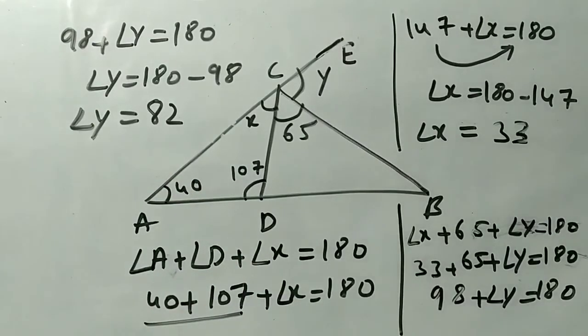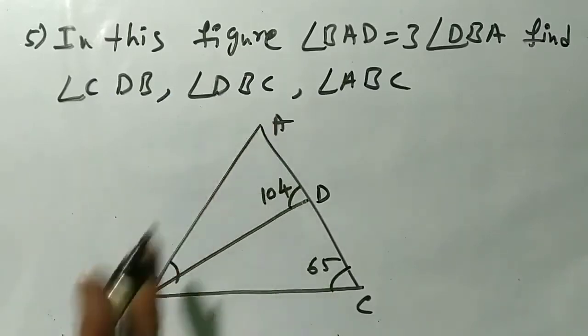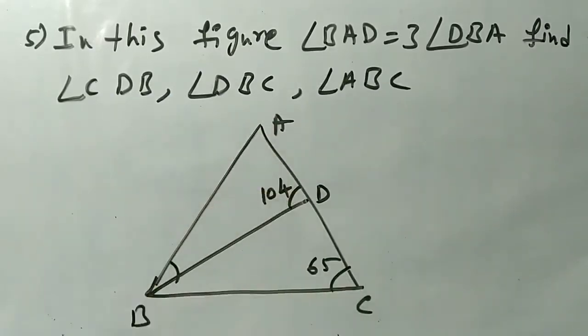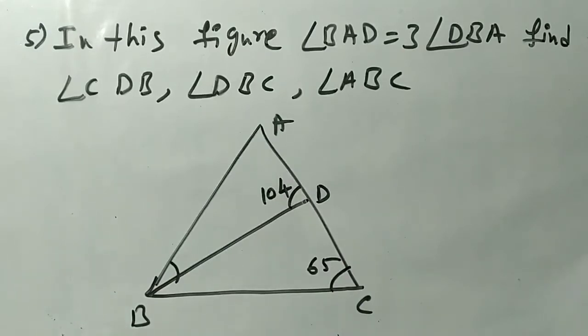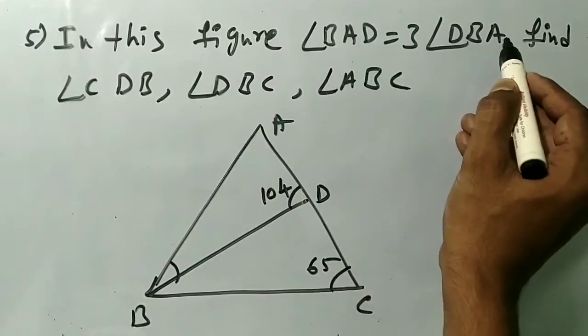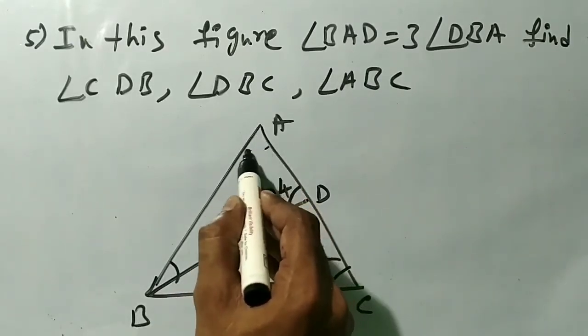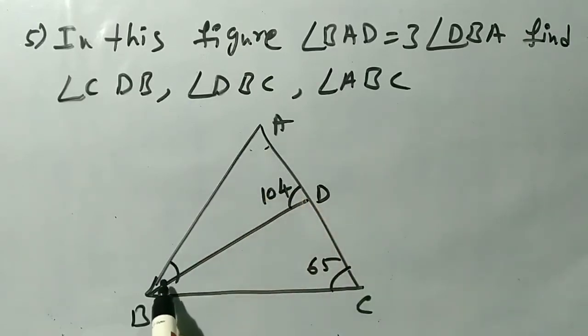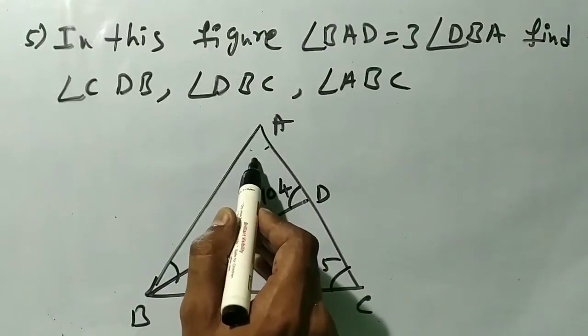Fourth bit also completed. Let's erase. This is the fifth question from the fourth exercise. So here ABC triangle. This is one line drawn which makes 104 with the AC. So here one hint is given that angle DBA, that BAD, is this angle, which is 3 times greater than. If it is 1 dairy milk, this makes 3 dairy milks. That is 3 times greater than.